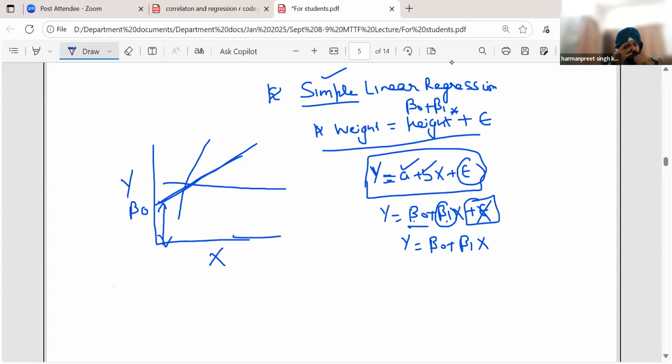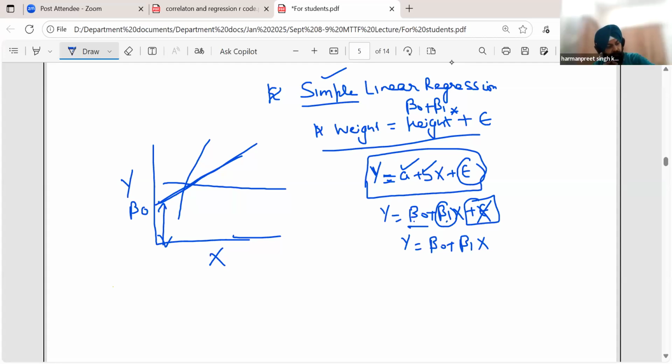What's the meaning of this thing? Can anyone tell me? So this is the error term, because our actual readings will not always follow the equation. There will be some error. It will not fall on the line or whatever. So that error term. Okay.